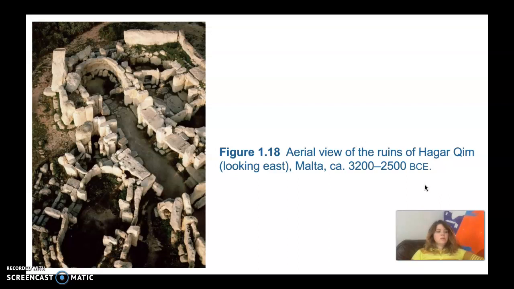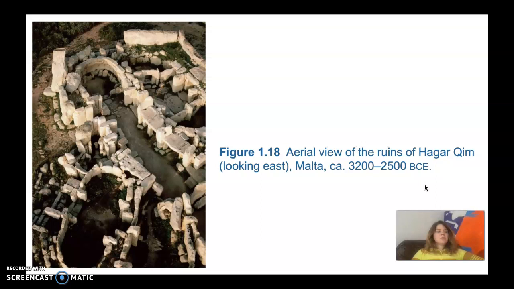So here's the aerial view of the ruins of Hagar Kim looking east in Malta. It's from 3200 to 2500 BCE. And it was constructed by stacking large stones in horizontal rows. To construct a doorway at Hagar Kim, builders used the post and lintel system, which is the simplest and oldest way of spanning any kind of passageway.